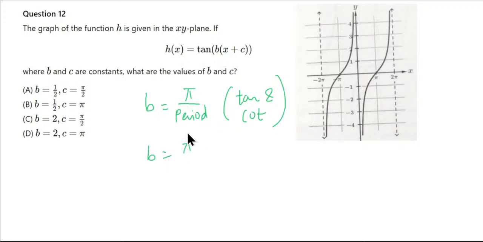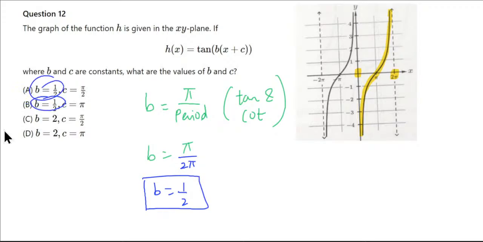So what is the period over here? If we see what one cycle is, I think this entire piece is one cycle. I'm starting from 0 and going all the way to 2 pi, so the period has to be 2 pi. I divide pi by 2 pi, and pi over 2 pi is just 1 over 2. So the value of b is 1/2. So option A or B should be our answer.